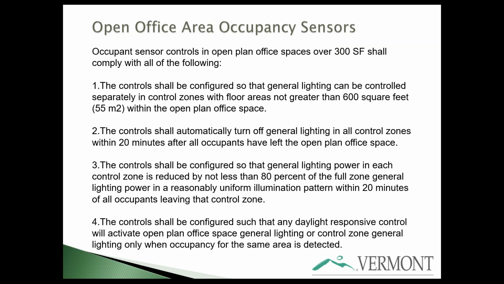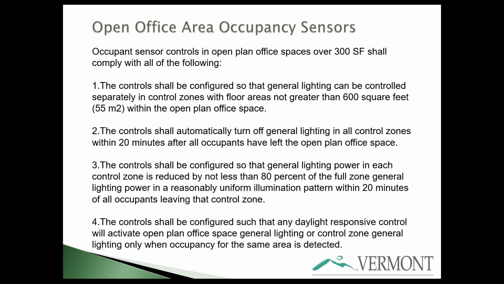A new section, a new requirement for occupancy sensors. This actually came from IECC. It's not a Vermont specific one. But if you have an open area office, now occupancy sensor controls are required if it's over 300 square feet. They have to be configured so that the general lighting can be controlled separately in controlled zones not greater than 600 square feet. So you can't have one occupancy control controlling, say, 1,000 square feet. You have to break it up into smaller lighting zones.